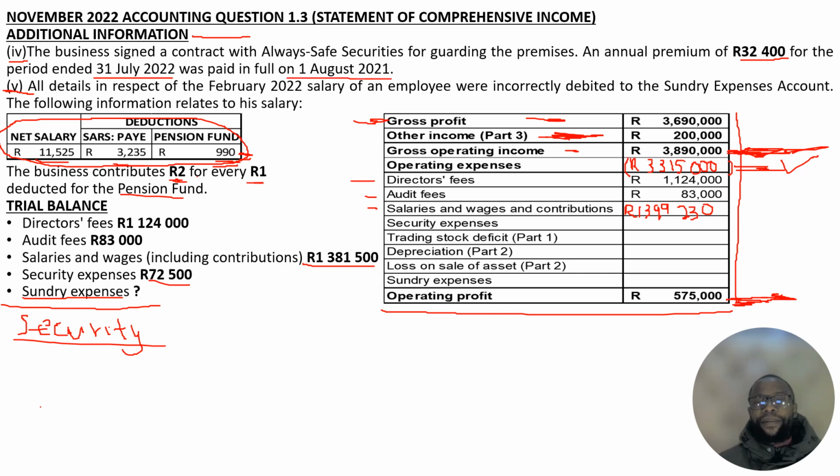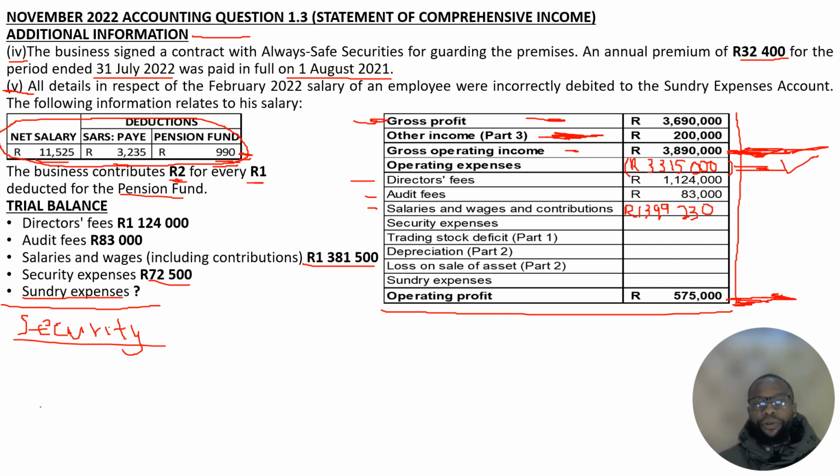So we have a period where we are paying our securities. Our securities are not paid according to our accounting period. Our financial year end is February. Now we are told that the securities are paid on 1 August up to July the following year.